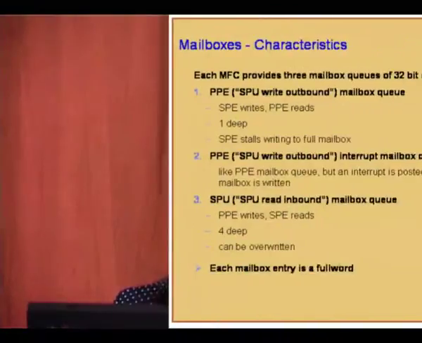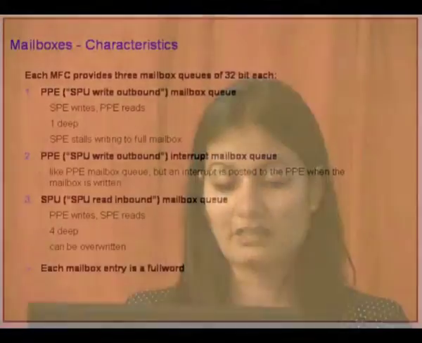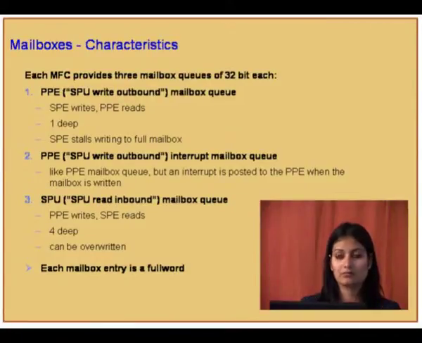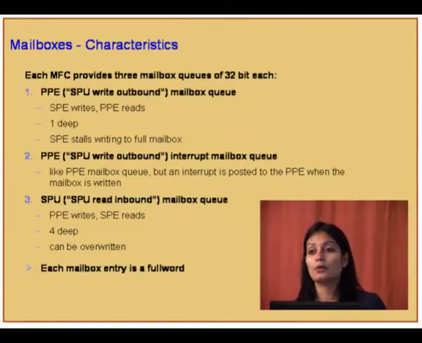So the PPE mailbox queue is one deep. There is an SPE write outbound mailbox queue for all the messages that it wants to write out to the PPE. There's a write outbound interrupt mailbox queue, the same thing, except that after the data is written, it will generate an interrupt. And then the SPU read inbound mailbox queue, basically the PPE would write to it, so any messages that the PPE wants to send, and then the SPE can read, and it is 4 deep, in other words 16 bytes. So 4 32-bit messages, 16 bytes wide.